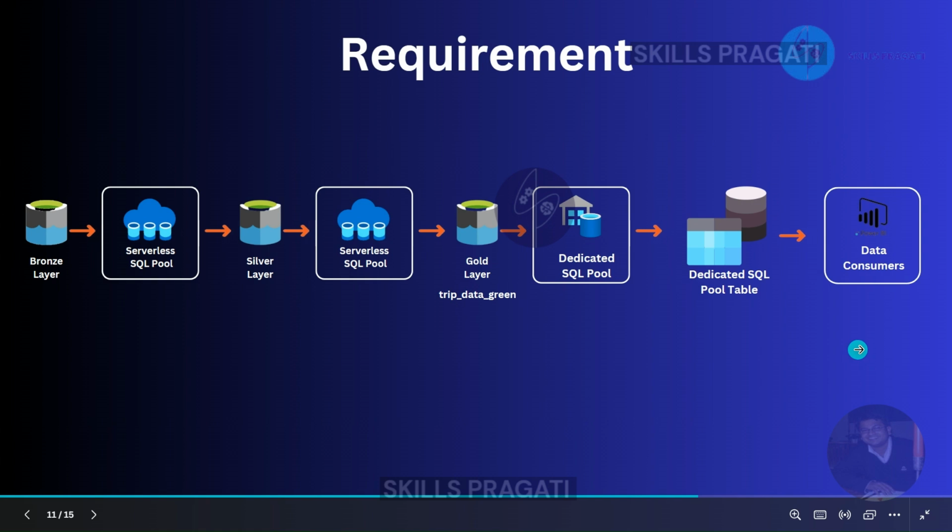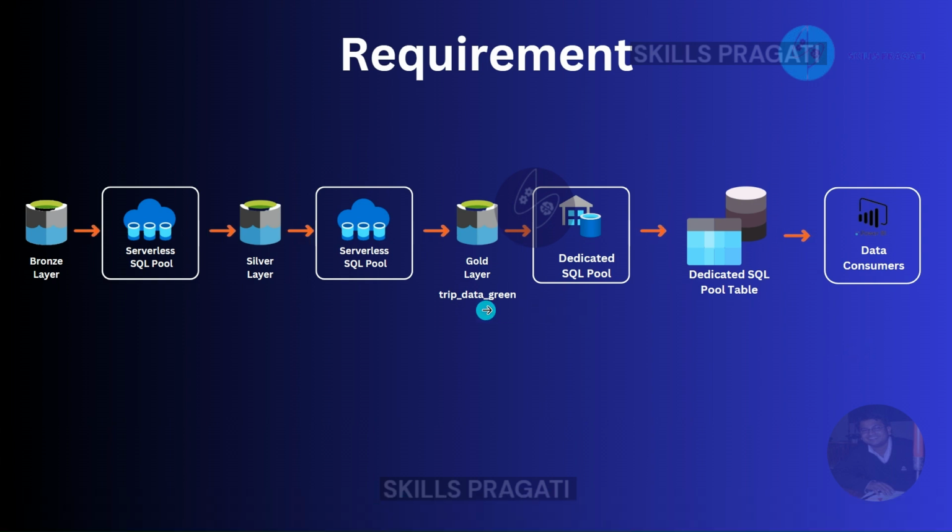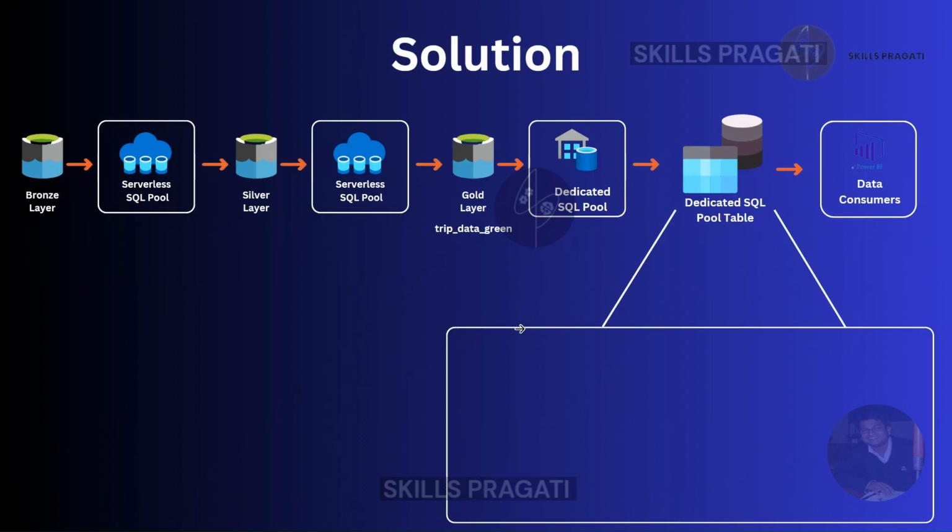Now let's take a look at how to achieve this using dedicated SQL pool. We can create an external table on the data files in our gold layer. This will allow us to read the data using PolyBase utilizing the power of MPP architecture. Once we have the external table, we can write a simple CTAS statement to write to the internal table.